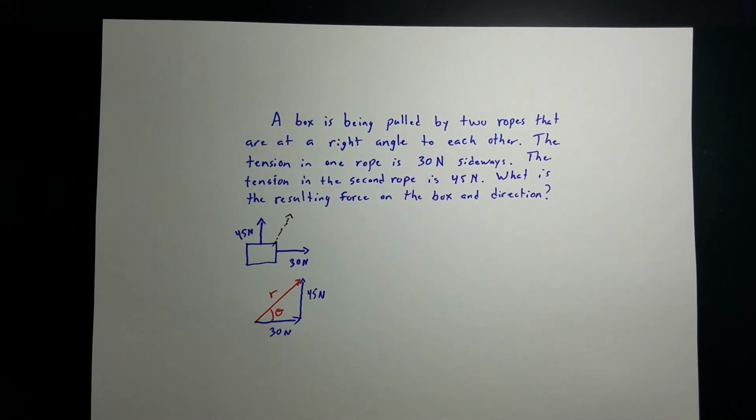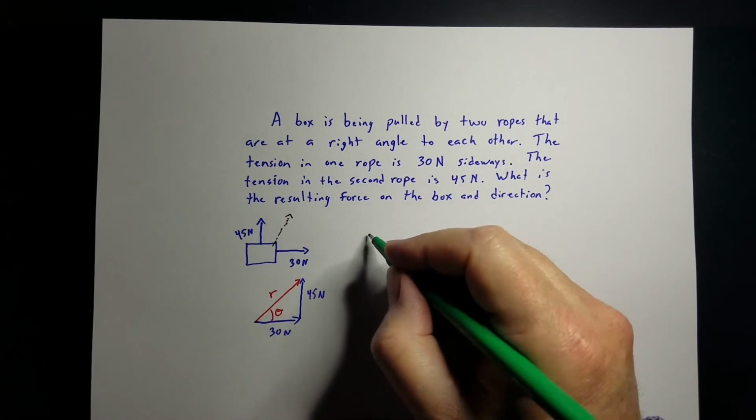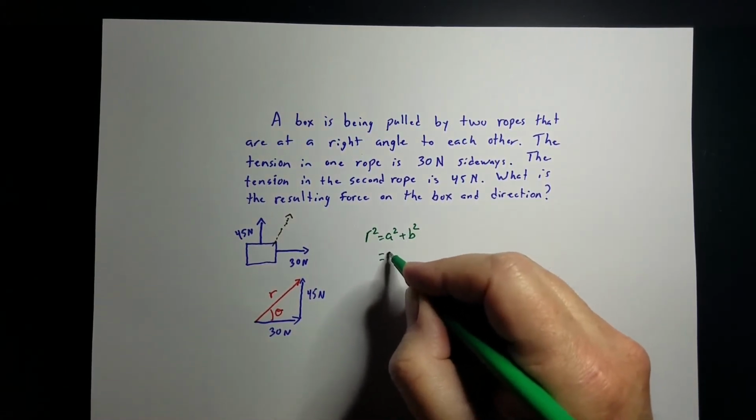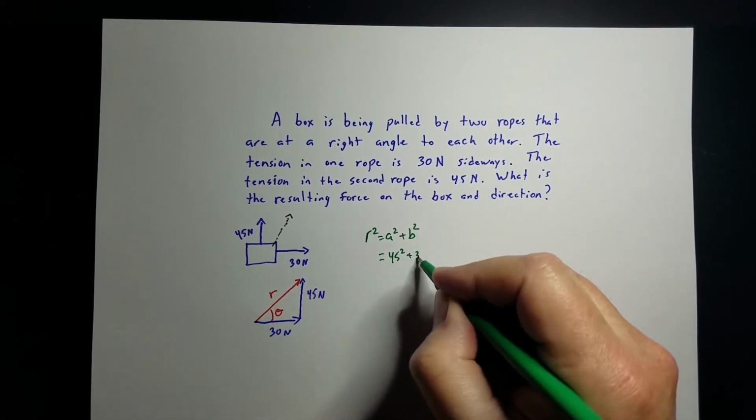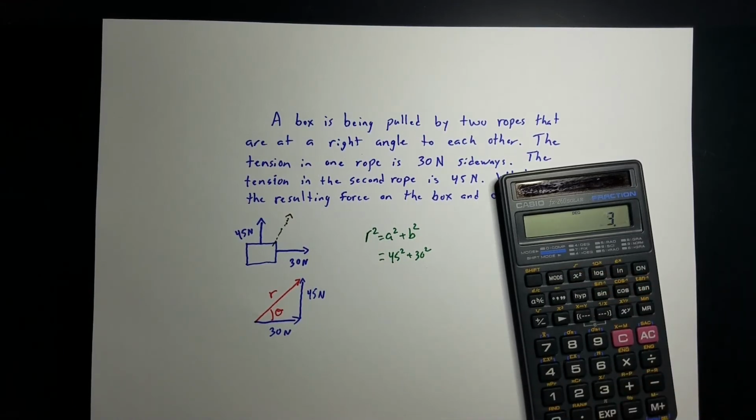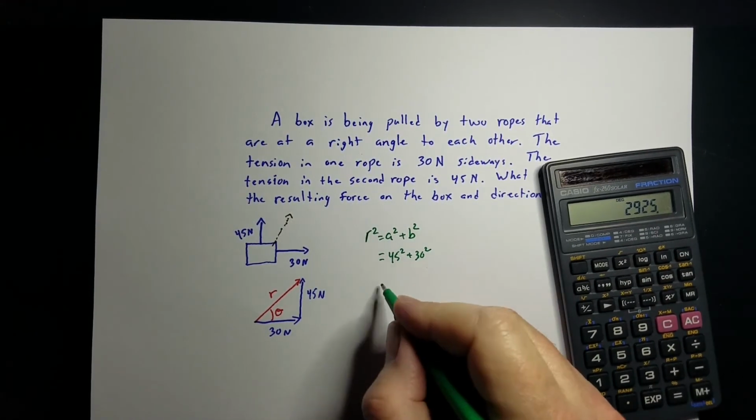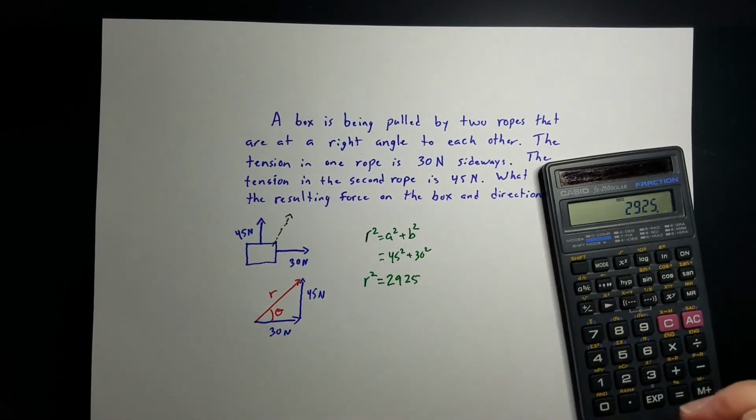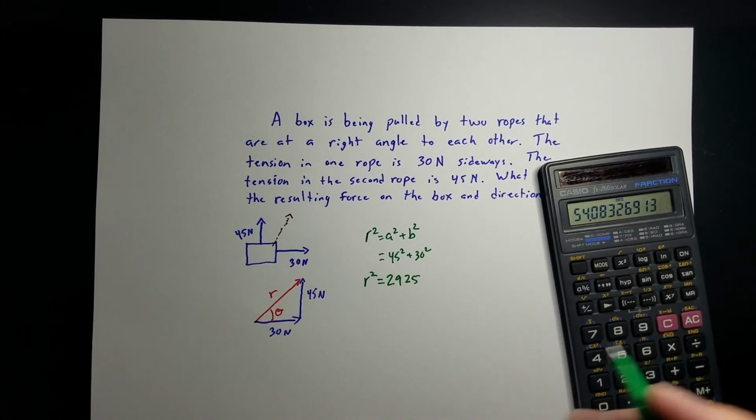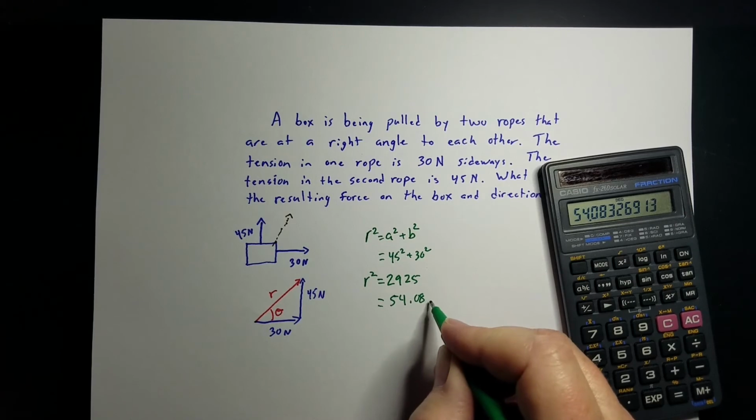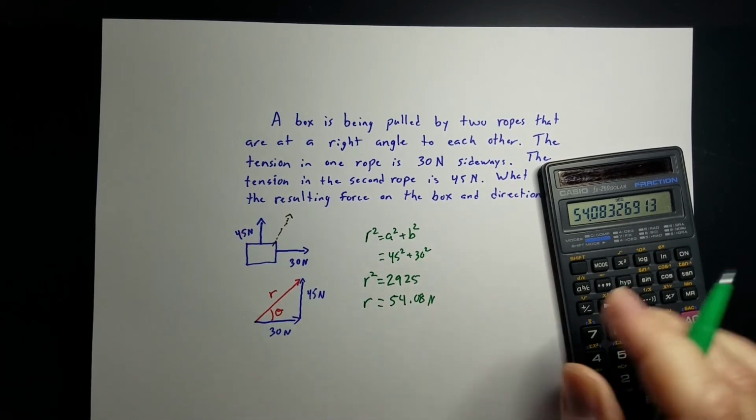Now, again, it's the exact same process, Pythagorean theorem and tangent. So r squared equals a squared plus b squared. 45 squared plus 30 squared equals 2925, but that's r squared. Now take the square root, and we get 54.08 newtons for the resultant.